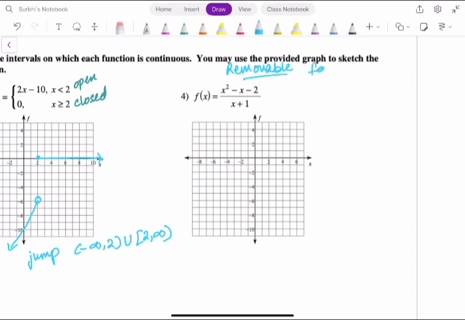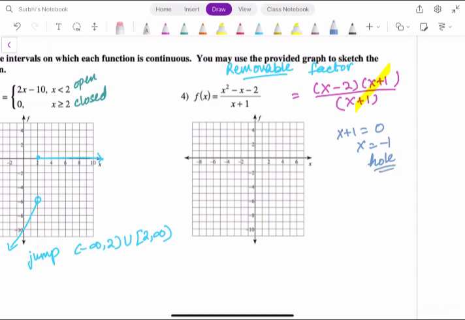Question number 4, it is a rational function, so it is a removable discontinuity, and I can factor it. If you factor the numerator, it is a quadratic. You will get x minus 2 times x plus 1, and at this point I can cross off x plus 1 from the numerator and denominator. When you cross off x plus 1, then x is equal to negative 1 defines a hole at that point.